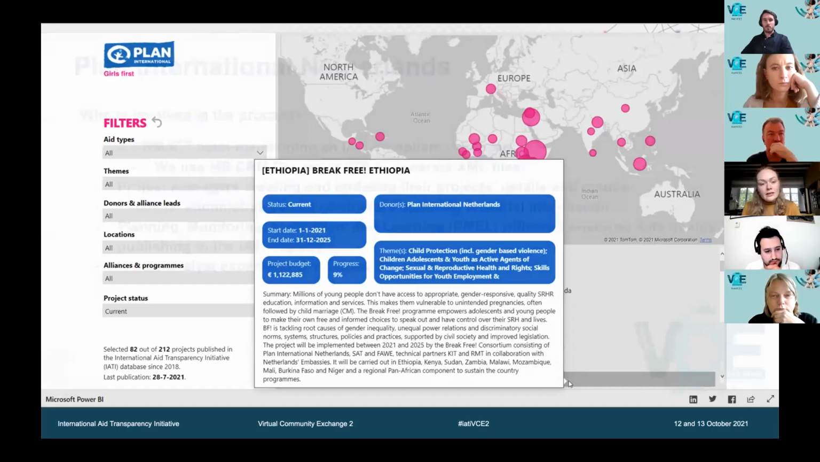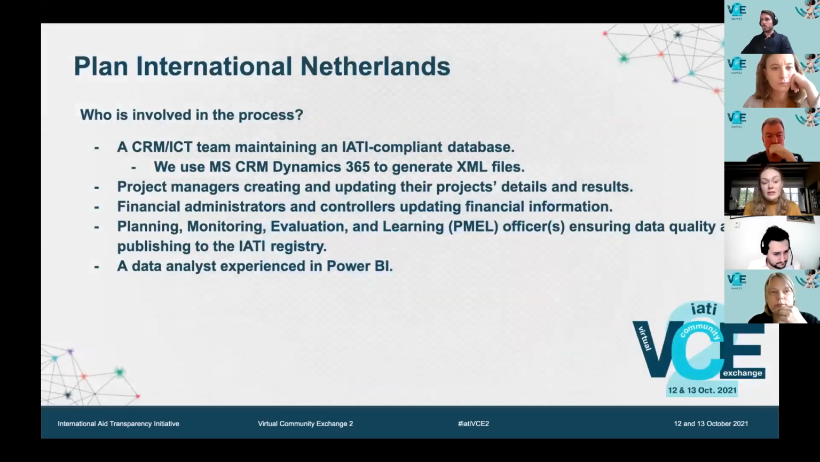And on the next slide, I can show you what it actually takes to do it this way. Well, we already have a team, the CRM ICT team, who are making sure that our database is IATI compliant, so it generates an XML file automatically for us. Project managers then input all the data on projects and results, and then financial controllers and administrators update the financials. And then we have the planning, monitoring, evaluation, learning officers, or PME. They're responsible for the data quality and all the checks, and then generating the file to put in the IATI registry.